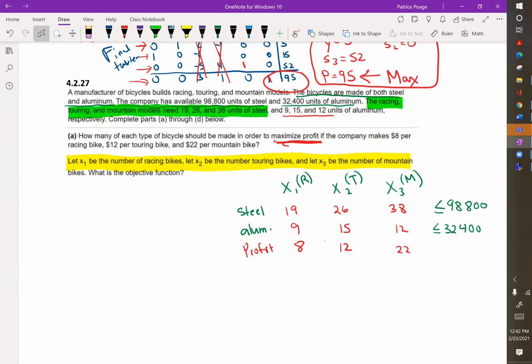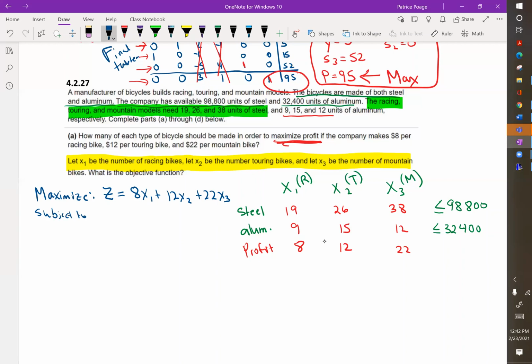So this is my scratch work. I'm now going to set up my linear programming problem. I want to maximize my profit, which they usually call Z. I call it P, they call it Z. But my profit, which is this bottom row here, is going to be 8x1 plus 12x2 plus 22x3. All right. And that's actually part A. You type that into part A of the problem. That's the objective function.